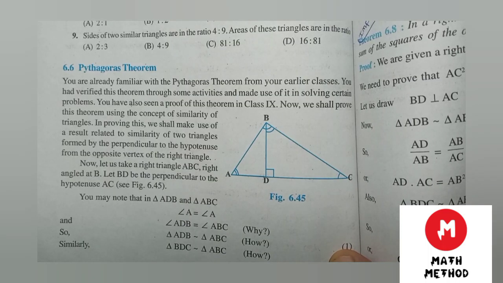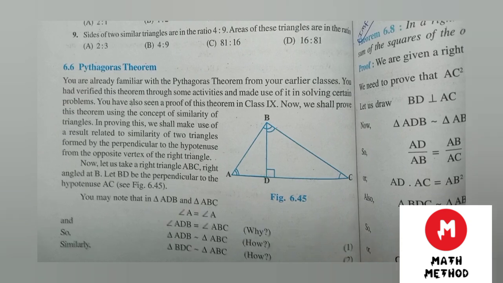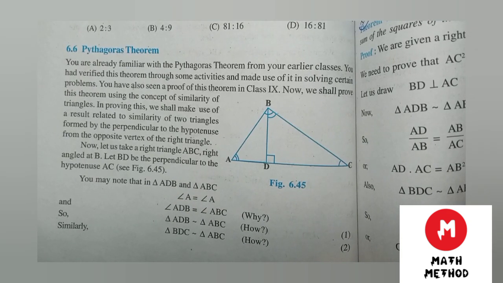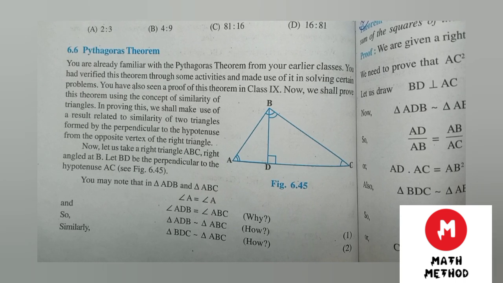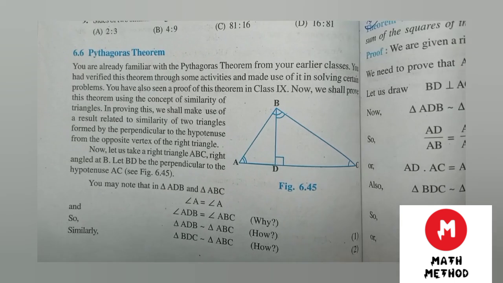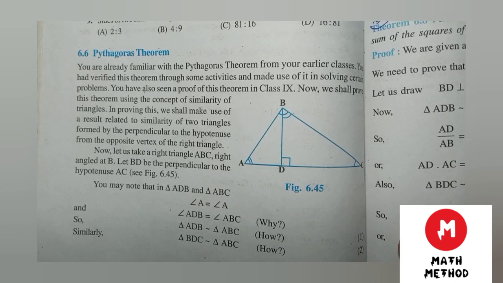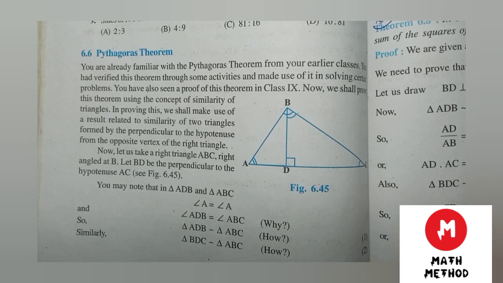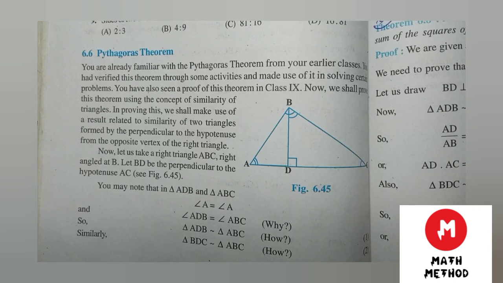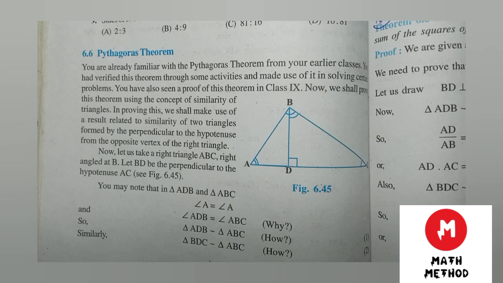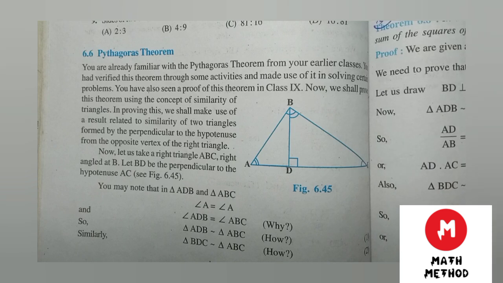In this video, I will tell you all the solutions of exercise 6.5, that is Pythagoras theorem. You are already familiar with the Pythagoras theorem, which says that in a right angle triangle, the square of the hypotenuse is equal to the sum of the squares of the other two sides. Clear? By applying this theorem 6.8, we will solve all the questions of exercise 6.5.